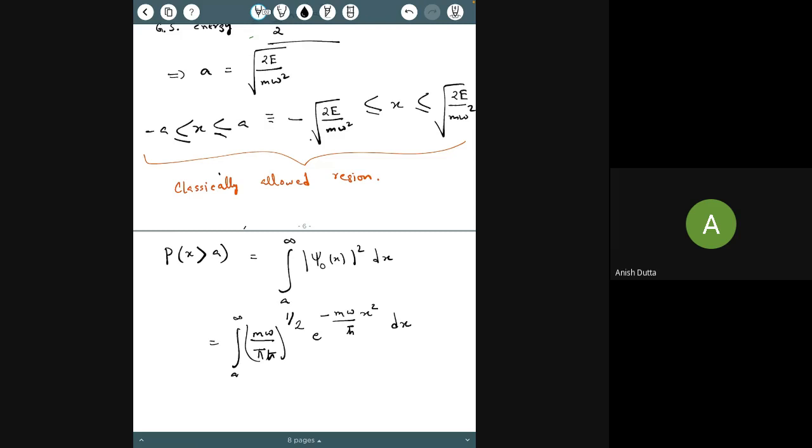And this is what is called a Gaussian integral. So you can use a standard integral form for this, and you get some value for this. So I'm not doing this, you can try it out.